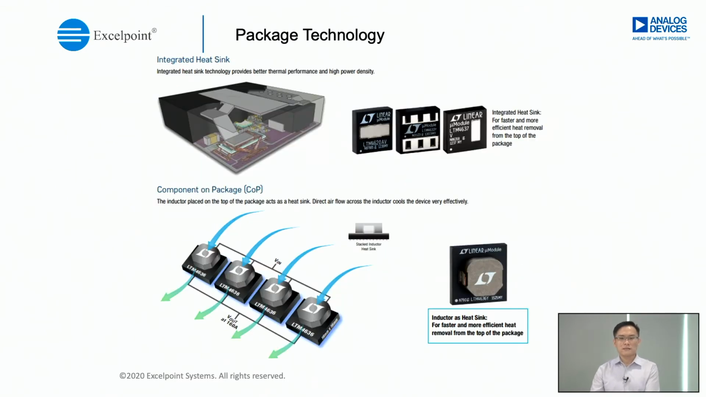Not only this, some of the µModule come with an integrated heatsink. As shown here, there are some examples of them. With this integrated heatsink, it allows you to have faster heat dissipation and more efficient heat removal from the IC. And there are some µModule that come with component on package, also COP. With this, the inductor on top can also serve as a heatsink, making your heat dissipation much more efficient.